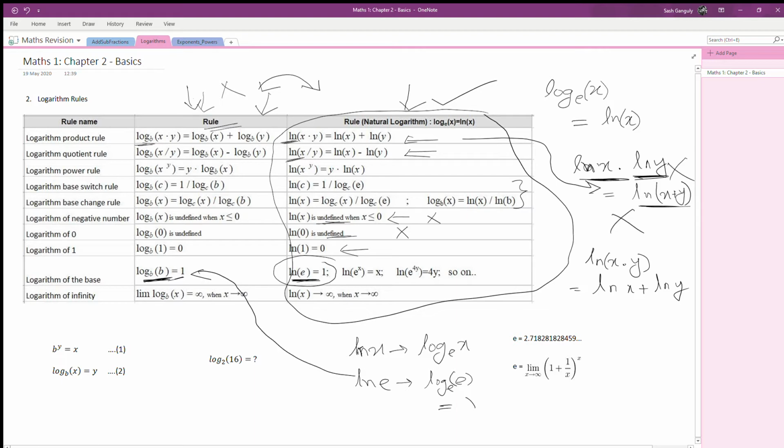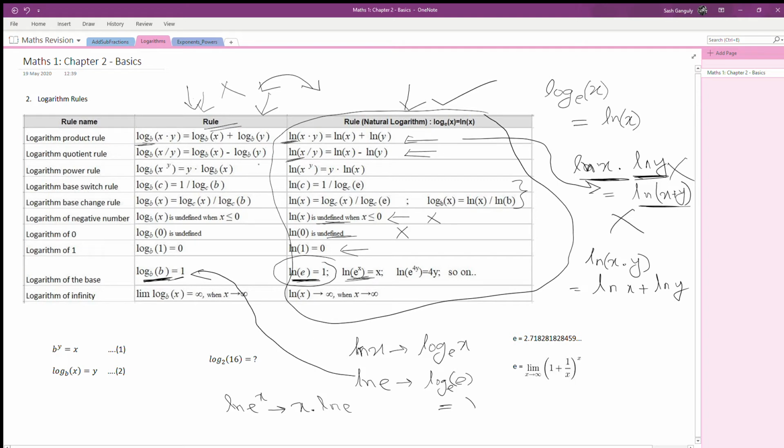Similarly, ln of e to the power x is equal to x. Now why is that? Because ln of e to the power x, we can write as x times ln of e.